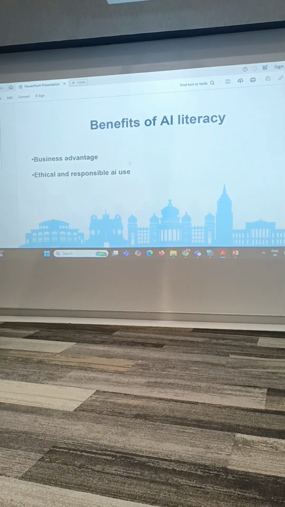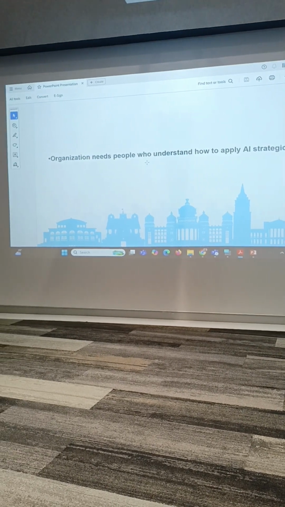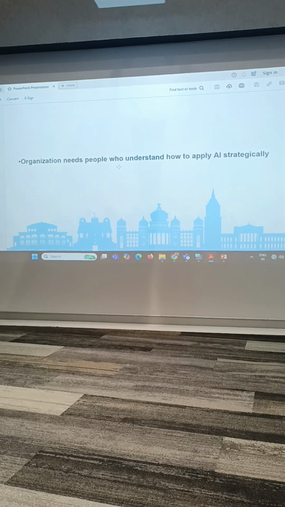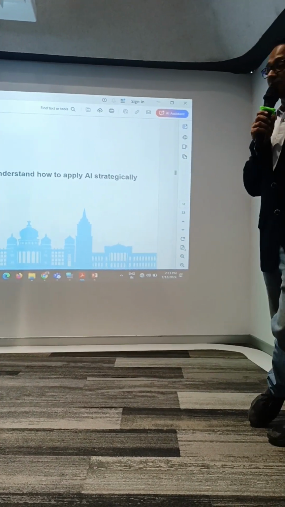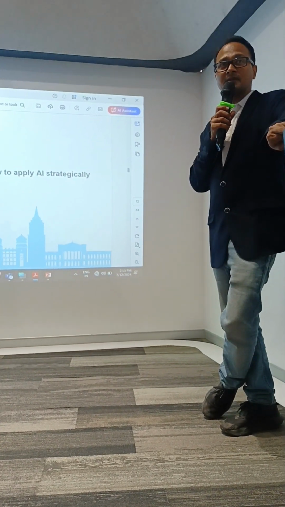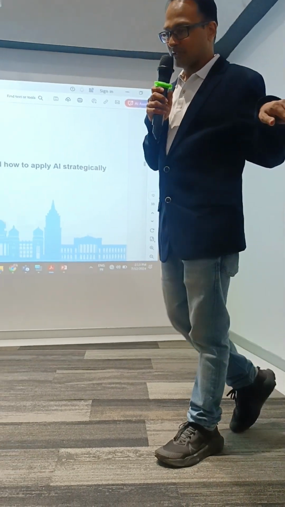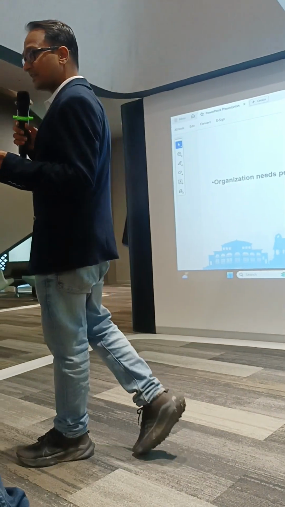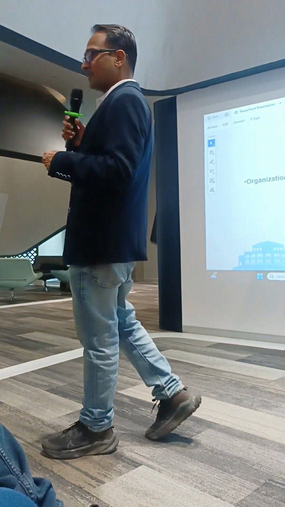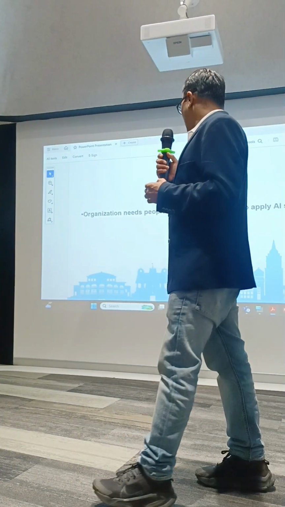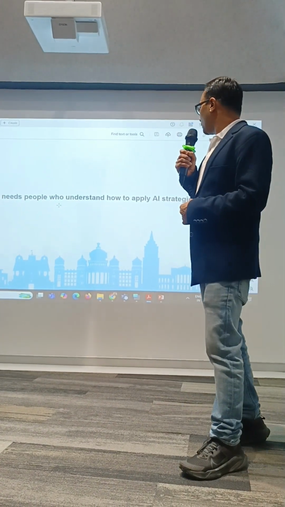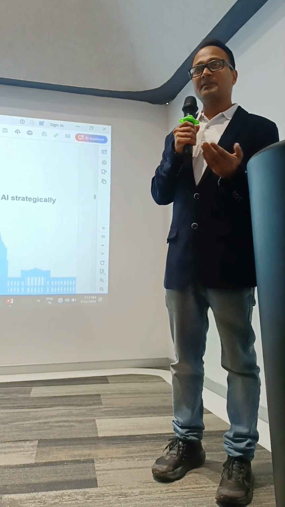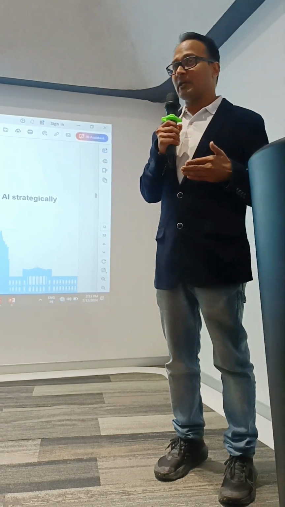So let's start this roadmap. Let's start looking at having our own AI roadmap. So first thing first, we need in any organization is people, right? So like Sindhu said in the morning, technology is as good as people who are either creating it or using it, right? So organizations will need people who understand how to apply AI strategically. So this could be one of the early requirements when you are starting your AI journey.